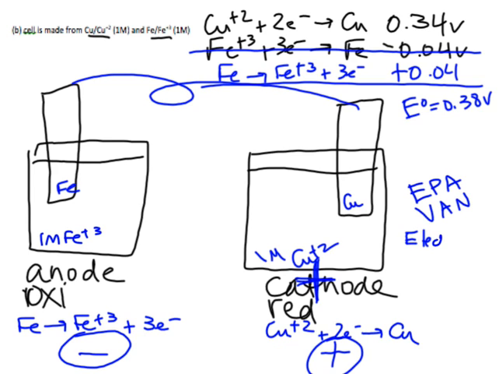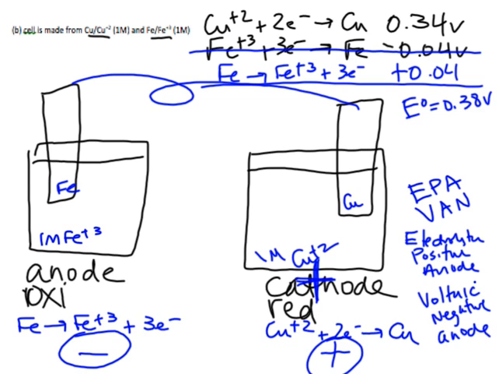Electrolytic, we haven't done those yet, but the electrolytic cell, positive anode, voltaic, negative anode. And that's what we're doing today. Okay? If you just remember van, it's going to be opposite. So anywho, now we've got this going. What directions are my electrons going to go? Anode to cathode. So we're going to flow that way.